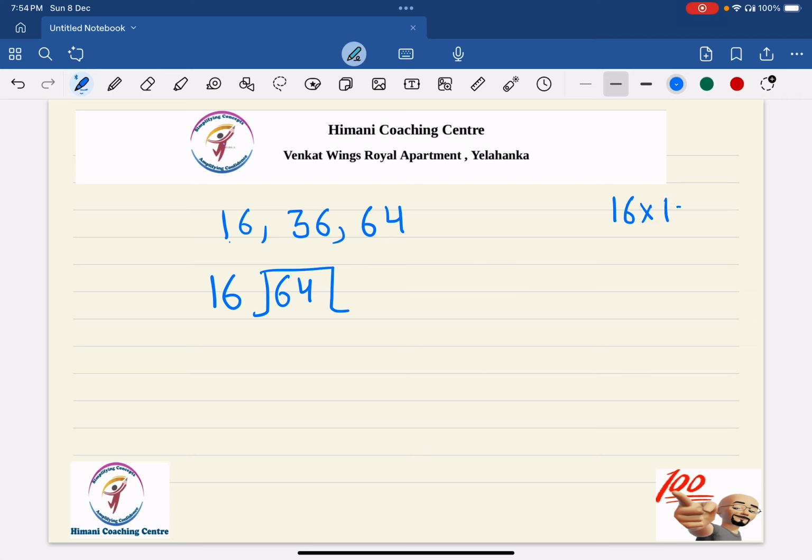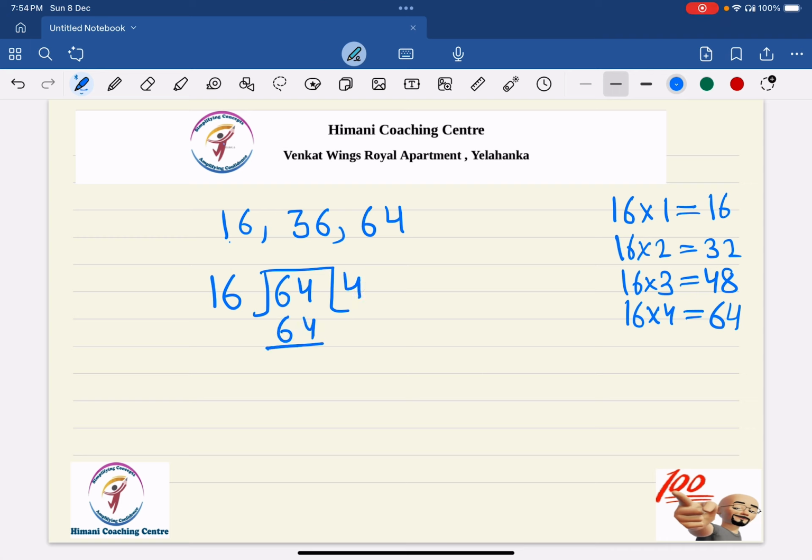So 16 ones are 16, 16 twos are 32. Okay, kids, I have taught this simple method of writing a two-digit table. The description has the link. Watch that and make the table in just a minute. Okay, now 16 fours are 64.